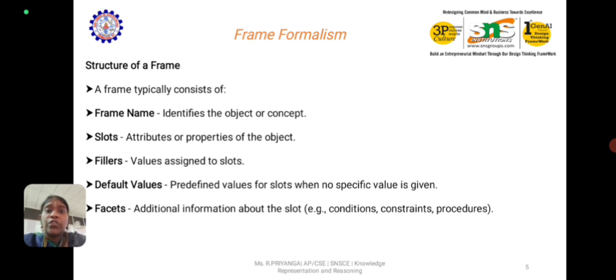And there is more about the structure of a frame. It typically consists of a frame name, slots, fillers, default values, and facets. Frame name identifies the object or concept, and slots are attributes or properties of the object. Fillers are the values assigned to slots, that is, to those attributes or properties. And default value is a predefined value for a slot when no specific value is given. Facets are some additional information you want to give to the slot fillers, for example conditions, constraints, or procedures.